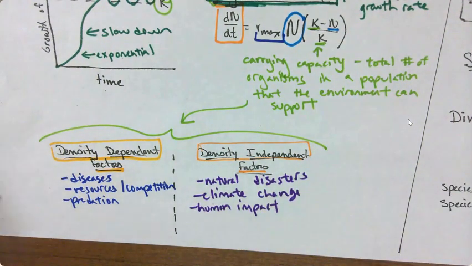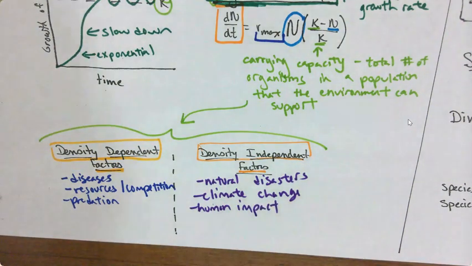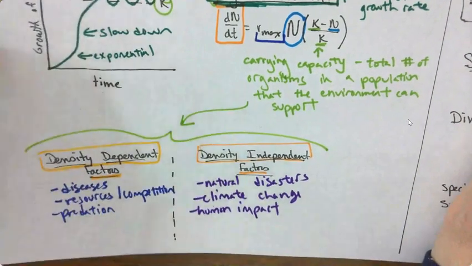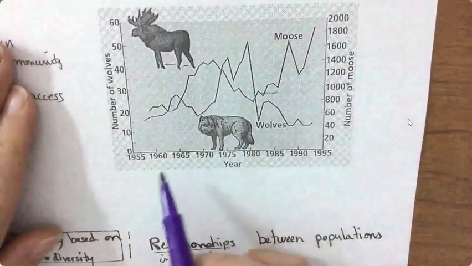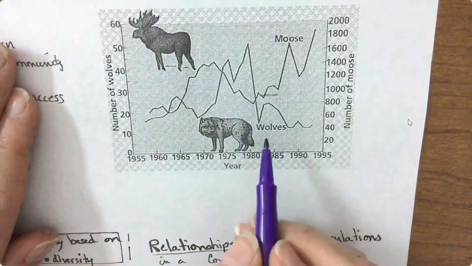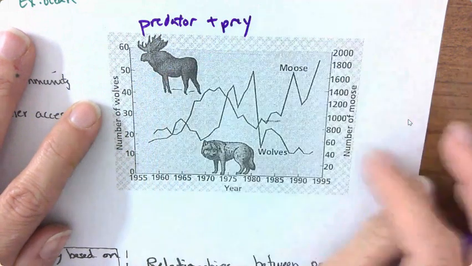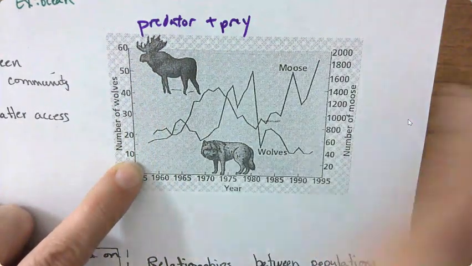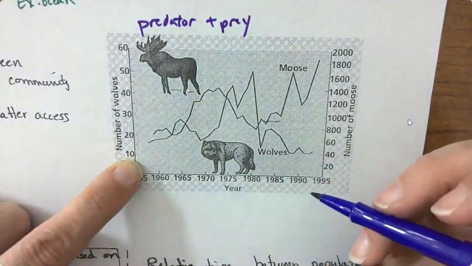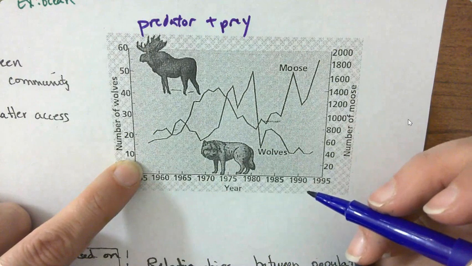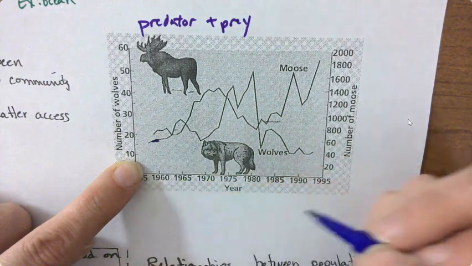So if we move from populations to communities: with populations, we look at their growth rate, and communities are how populations interact. So when you look at community interactions, you're often going to see graphs like this. In this graph, you can see the years down here, and here are the moose and the wolves. So this is a classic predator and prey graph. Here is the wolf population and here's the moose population.